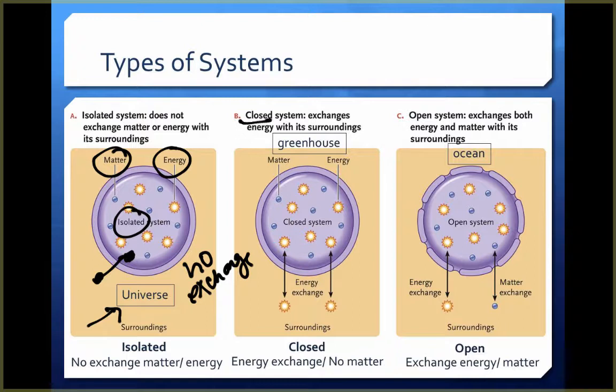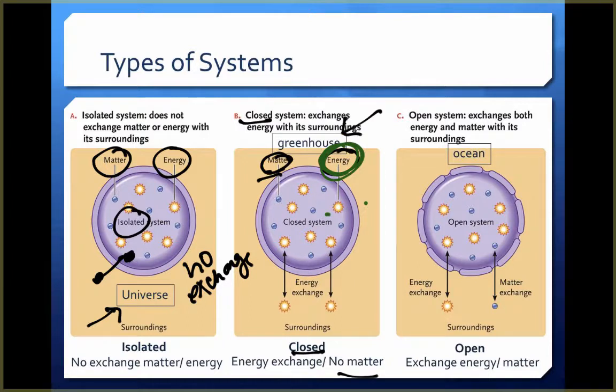So a closed system, what do you notice about here, the energy and the matter? The only thing that essentially is moving back and forth between the system and the surroundings is energy, right? So a closed system means that we are not putting matter back and forth between the system and surroundings. So this is what's called closed. Energy is being exchanged, but matter is not.